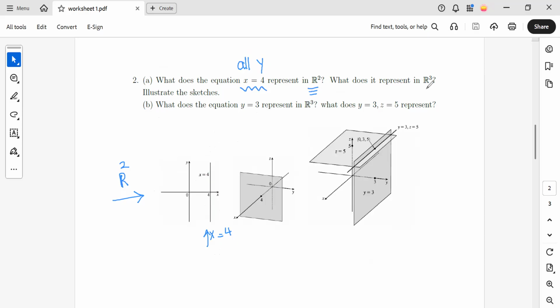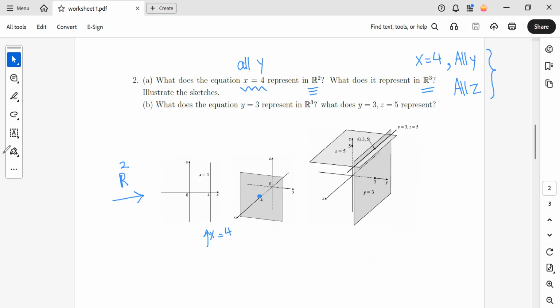But when we want to draw it in R3, that would be different. So in R3, we would say x is 4, but we have all values of y and all values of z. So it will be a plane because you have x equals 4 as a fixed value, but these two change. So you would have a plane here. That would be a plane standing on x equals 4, which you see here, and it covers y values and z values.